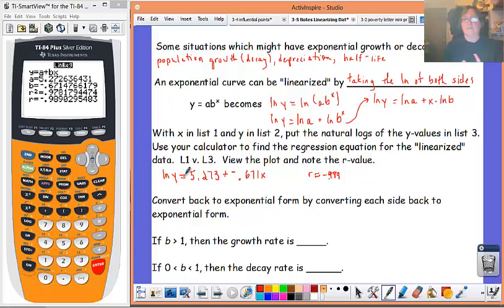All right, so here's our model. We want to be able to get this back to a form that we recognize. So we're going to do a little bit of work here, just a little bit, and we're going to convert back to exponential form. Let's put both sides of our equation into exponential form. That's what it says we should do. So I'm going to choose e as my base since I have natural logs here. e raised to the natural log of y is equal to e raised to the, and it's all this stuff, 5.273 plus negative 0.671x.